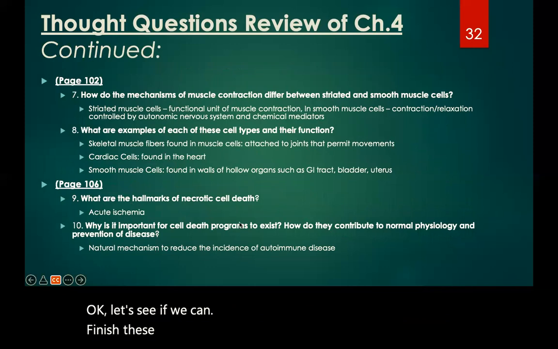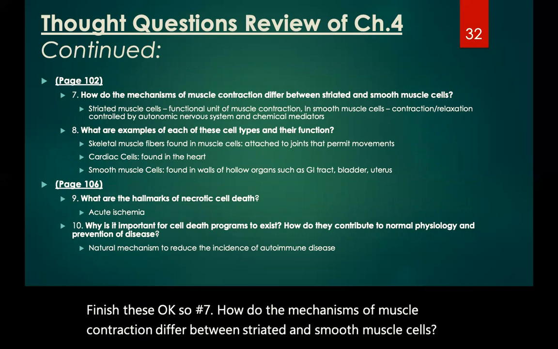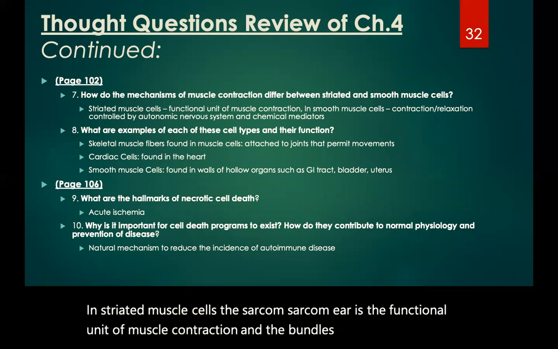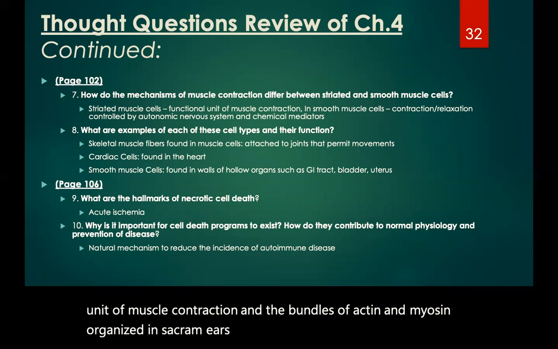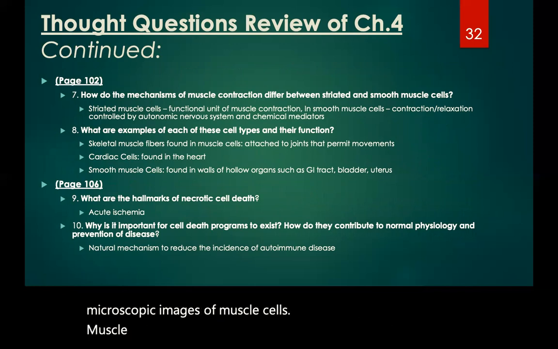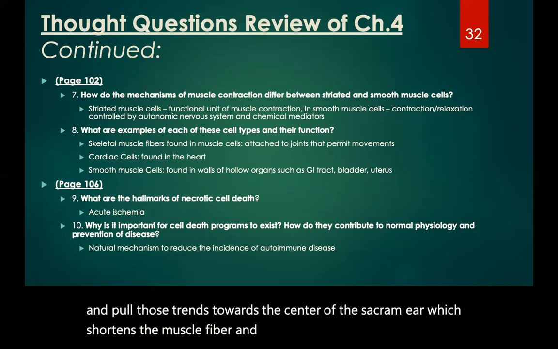Okay, so number 7, how do the mechanisms of muscle contraction differ between striated and smooth muscle cells? In striated muscle cells, the sarcomere is the functional unit of muscle contraction, and the bundles of actin and myosin organized in sarcomeres are the source of striations visible in microscopic images of muscle cells. Muscle contraction occurs as myosin heads bind to actin strands and pull those strands towards the center of the sarcomere, which shortens the muscle fiber and ultimately the entire muscle.